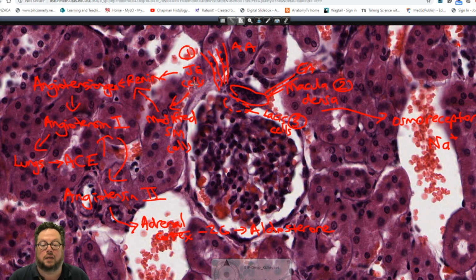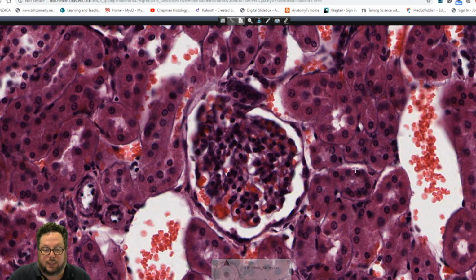The JG cells are the mechanoreceptors. If they don't get enough stretch, it means blood pressure is low and blood volume's low, so they release renin, and that brings about these various sequences of events. So yeah, that's the juxtaglomerular apparatus, and these are the actual components of it, these sort of dense cells of the distal convoluted tubule here. So hopefully that made a little bit of sense.